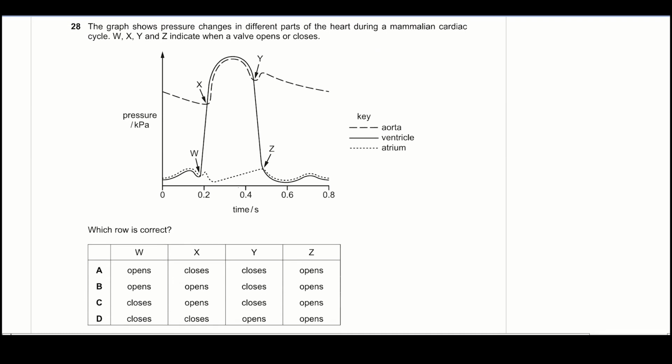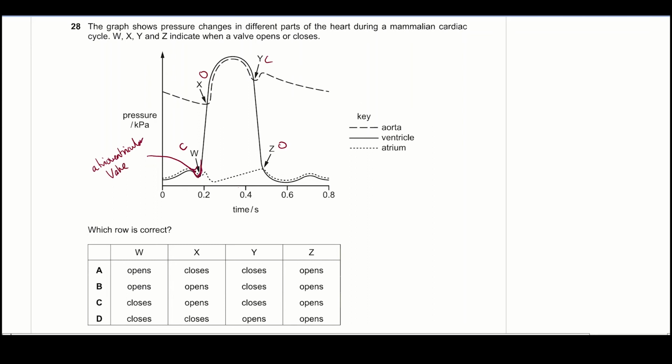28. The graph shows pressure changes in different parts of the heart during a mammalian cardiac cycle. W, X, Y, and Z indicate when a valve opens or closes. Which row is correct? Here we have a general rule you have to memorize. It's going to be close, open, close, open. So we have to know which valves close and which valves open, whether it's the semilunar valve or atrioventricular valves. The valve which closes when the ventricle contracts is definitely going to be the atrioventricular valve.